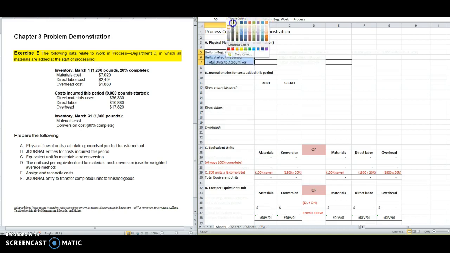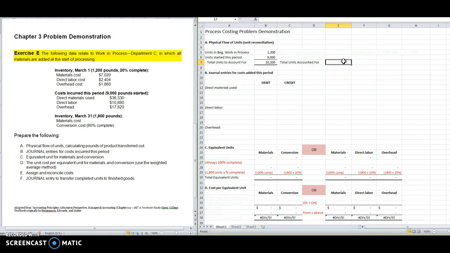So what we will do, first we will take the units in beginning work in process. Again, we're talking units, not dollars. So the units come from March 1st, and in this case my units are in pounds, so we have 1,200 pounds on March 1st. We need to know how many units were started this period. That's going to come from the costs incurred this period. It said 9,000 pounds were started. Then we need to know the total, so we're just going to add those two numbers together. And we find out that we had 10,200 pounds of material that we were working on.